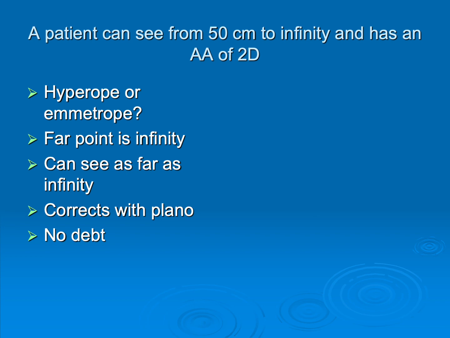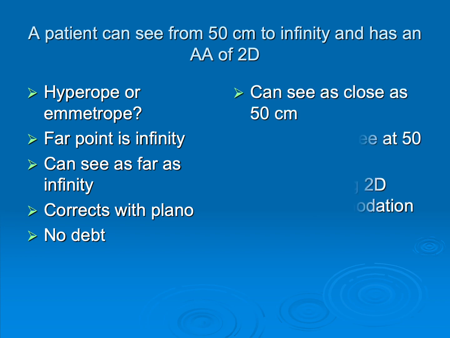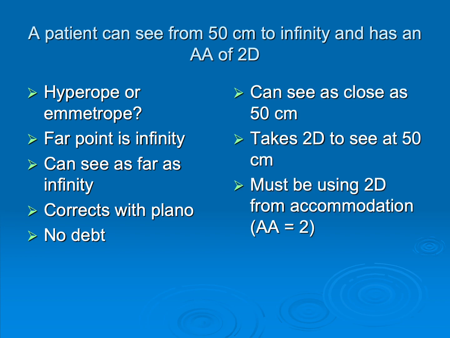So an emmetrope has no debt, and they already told us how close they could see, and so they cannot ask us the accommodative amplitude on this one because it's given in the problem. But I wouldn't worry too much about this, because you will likely never see an emmetrope on a testing situation.